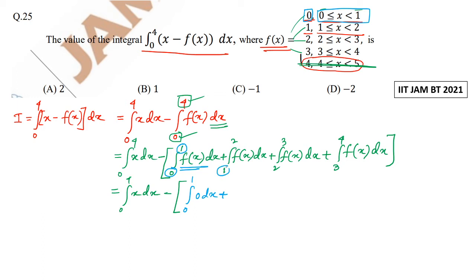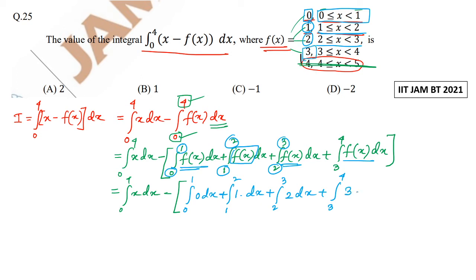Plus from 1 to 2, the value of f(x) is 1. So plus 1 to 2, it is 1 times dx. Plus from 2 to 3, the value of f(x) is 2, so it is 2 to 3, 2 dx. Plus 3 to 4, the value of f(x) is 3, so it is 3 dx.